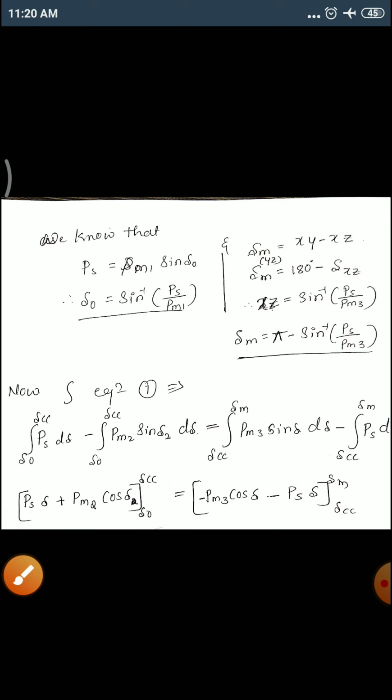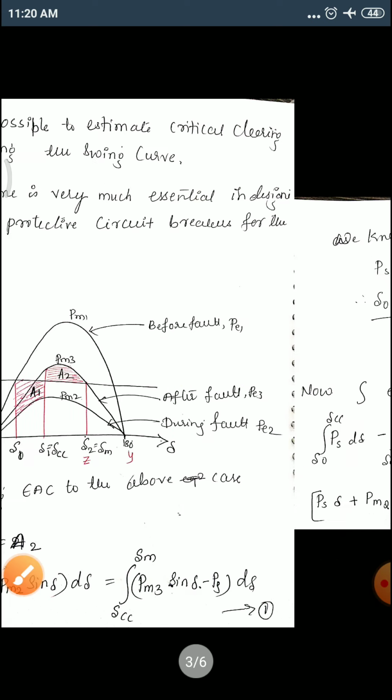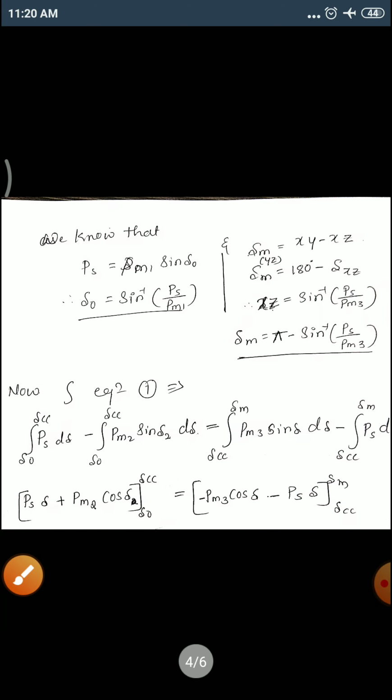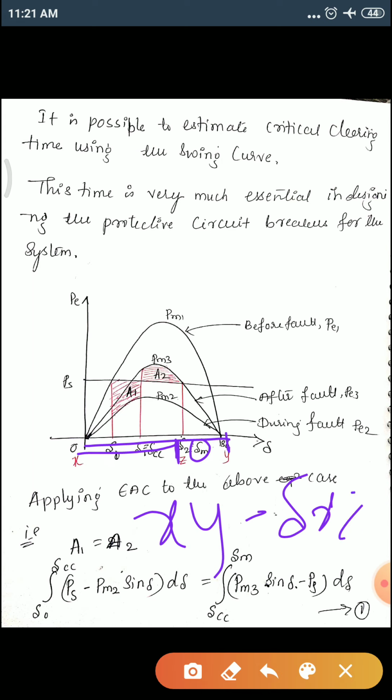Similarly, if you would like to get this angle, that is PM3 related, that is nothing but PM3 into sine delta 3. To calculate, we require delta m now. To get this delta m, you take the total angle minus this much angle. For example, delta of xy minus delta of xz, and you get the angle of this much. That is your delta m.